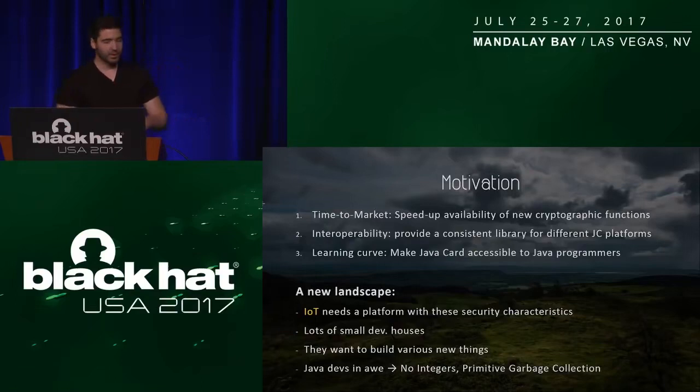And this need is being made more prevalent because of IoT. IoT actually needs an endpoint platform with those characteristics that JavaCard has. But the platform is not there yet, and it's not usable by them. So the IoT situation is the following. You have lots of small development houses, which means that they don't get access to proprietary APIs. They want to build various new things, and this means that they don't have consistent needs. So even if you add one new algorithm to the specification, it won't cover all of them. Probably it won't cover the majority of them either.